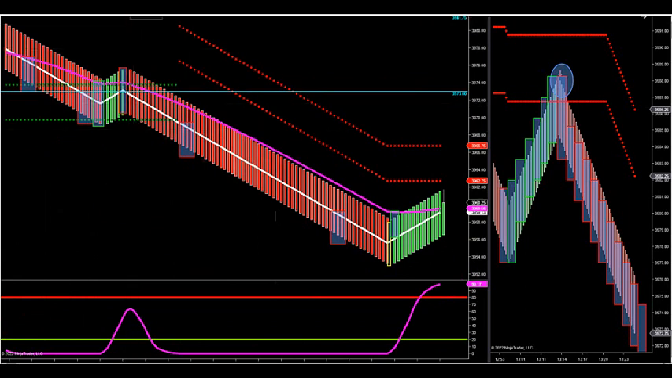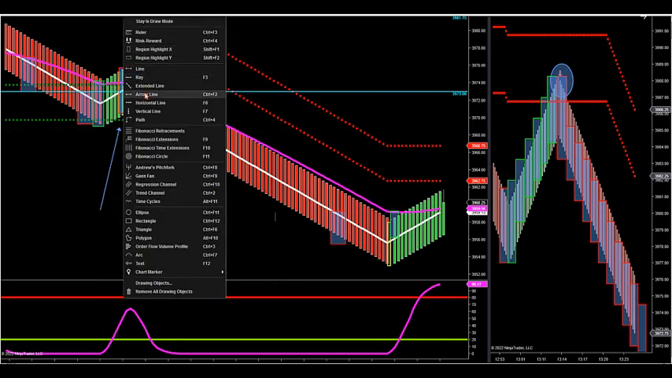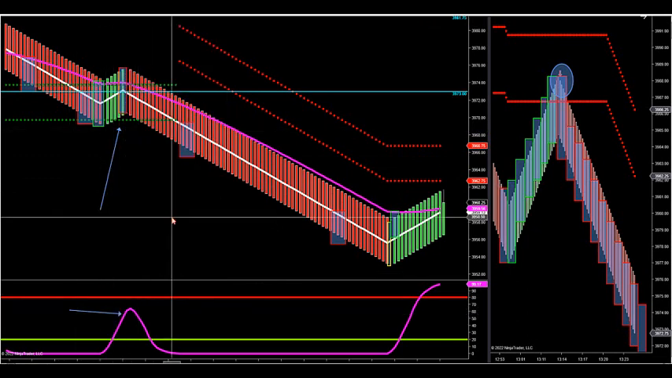So what type of setup is this going into the close right there? Let's talk about this setup right here. What type of setup is this, looking at the algo and looking at the oscillator? What type of setup is that? It's a momentum setup.